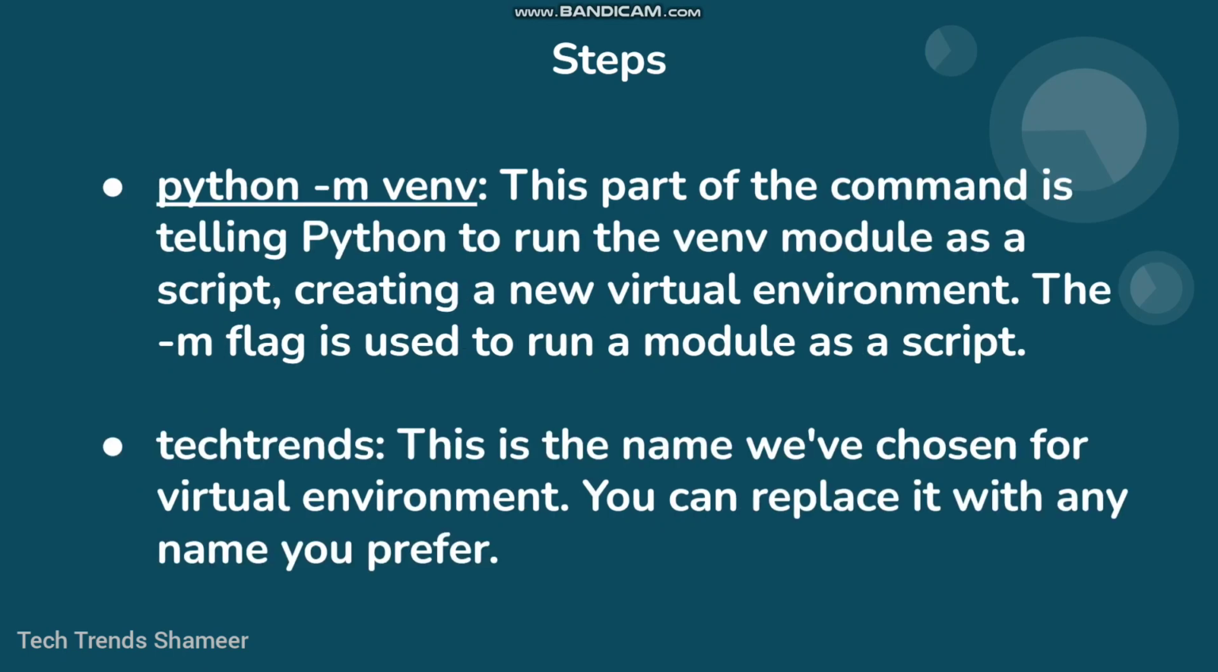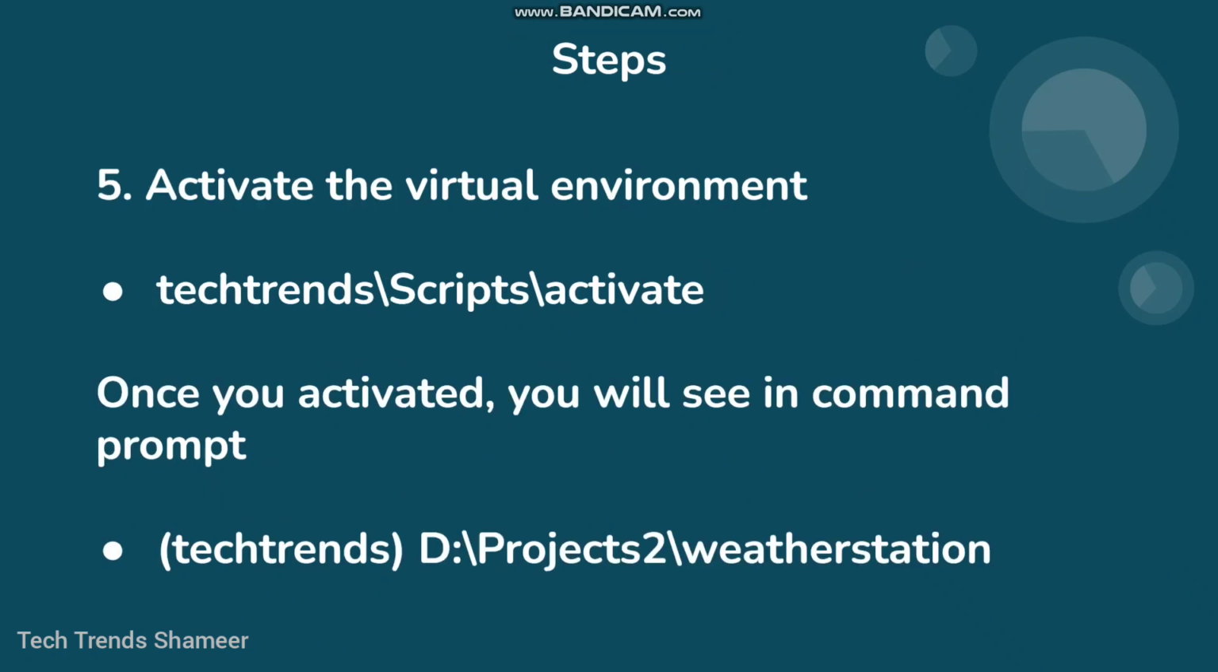Now let me explain the command. python -m venv is used to tell Python to run the venv module as a script. This command will create a new virtual environment, and the -m flag is used to run the module as a script. I have given the virtual environment name as TechTrends, and you can replace it with the name which you prefer. The fifth step is we need to activate the virtual environment, and this is the command: TechTrends/scripts/activate. You need to replace it with your virtual environment name here.